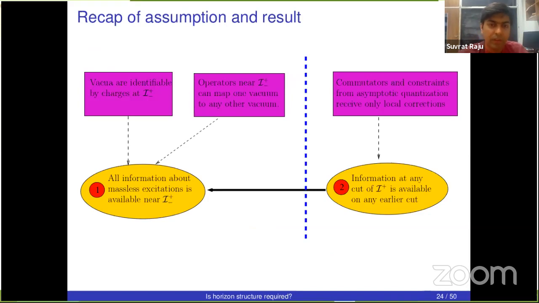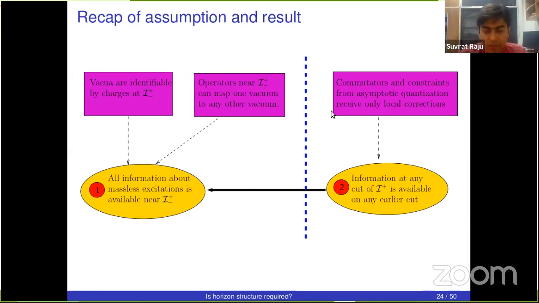I'll say a little bit more about this result, but let me just make a quick recap of what I said and what I proved. I made two main assumptions. I also assumed the positivity of the Hamiltonian, but I assumed also that the vacua in the full ultraviolet theory will continue to be identifiable by charges at scri plus minus, which is the past boundary of future null infinity. I assumed that some low energy operators that exist in the semi-classical theory will continue to exist in the full UV theory. And this is already powerful enough to tell us that all information about massless excitations, and related to Emil's question, I emphasize that all information about massless excitations is already available near the past boundary of future null infinity, and you don't need to go over all of null infinity.